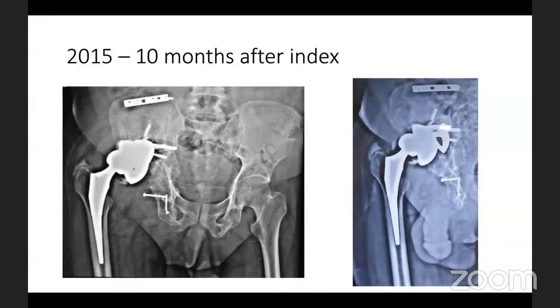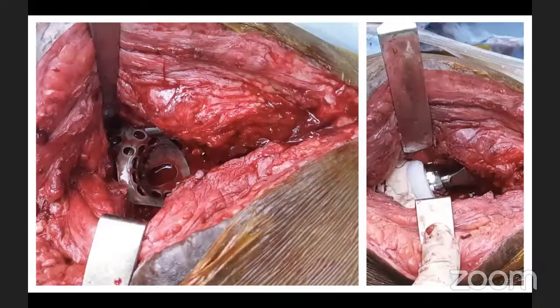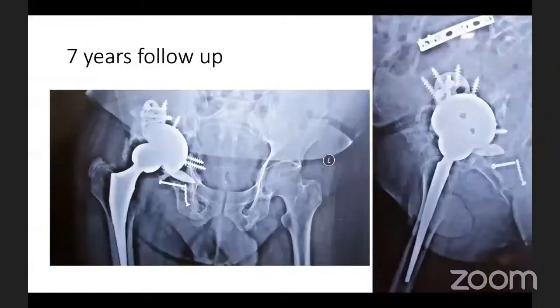This was in 2014-15, when we probably started doing all this complex revision. So what we did was one of the popular choices. We did a cup cage construct again, and this is the 7 years follow-up. While we were doing the cup cage construct, the inflammatory parameters were near normal, maybe slightly elevated. But the intraoperative culture specimens that we sent grew pseudomonas.